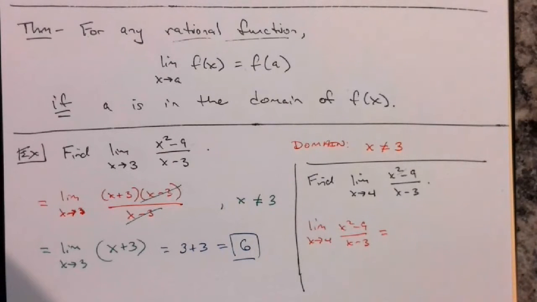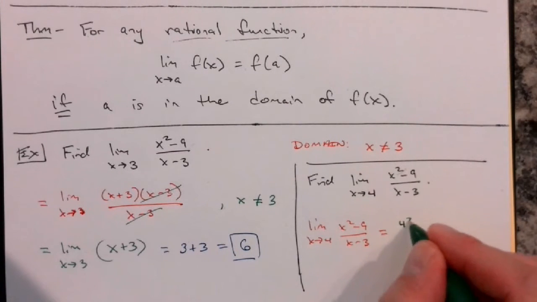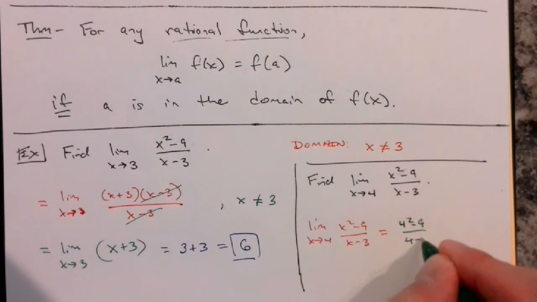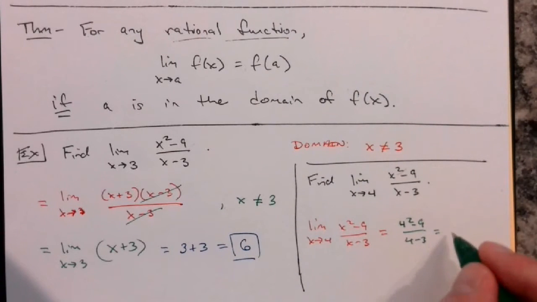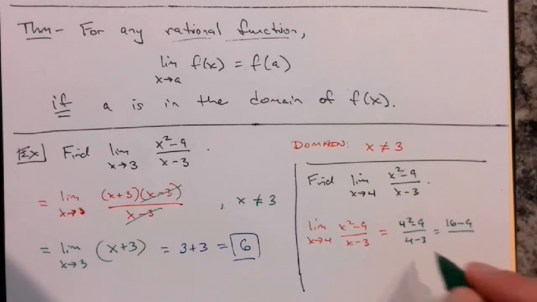So we would have 4 squared minus 9 over 4 minus 3. 4 squared is 16, minus 9, over 4 minus 3 is 1. So this would just equal 7 over 1, which just gives you 7. So this limit is equal to 7. The function also exists there, and you can kind of see that because you substituted it right in. We'll talk a little bit more about that in a second.